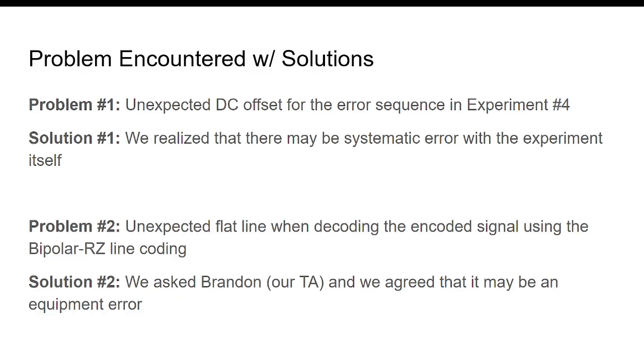For problem number 1, we got an unexpected DC offset in experiment 4, but then we realized that there may be a systematic error with the equipment itself. And for problem number 2, we got a flat line when trying to decode our original input message using the bipolar return-to-zero line coding. This was resolved by asking our TA, and he stated that it may be an equipment error.